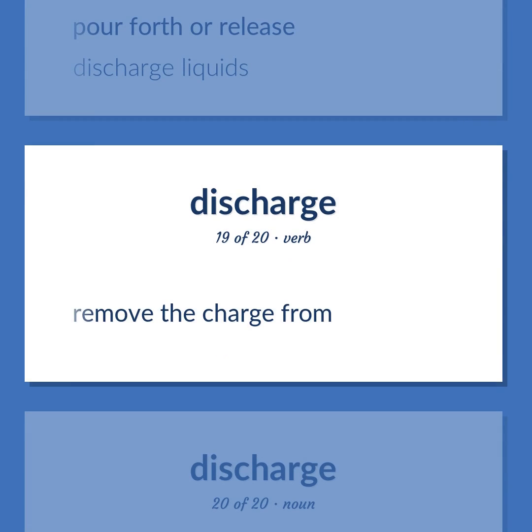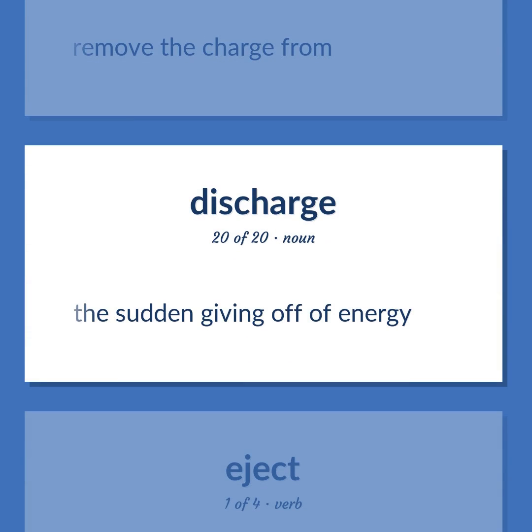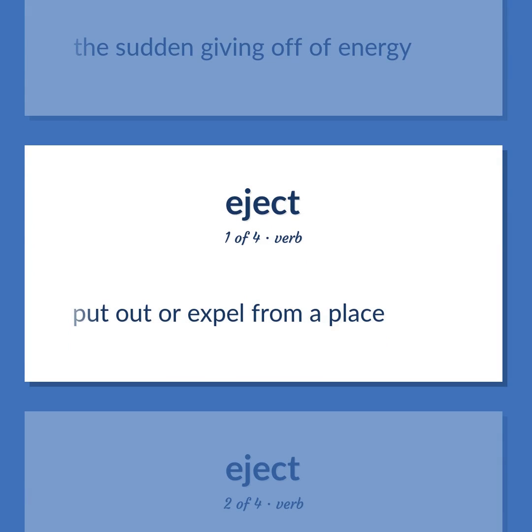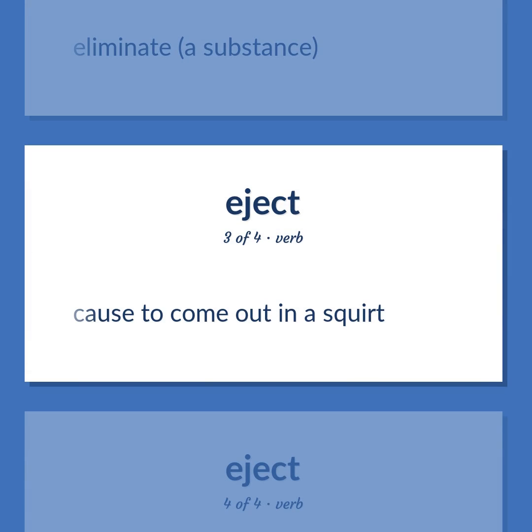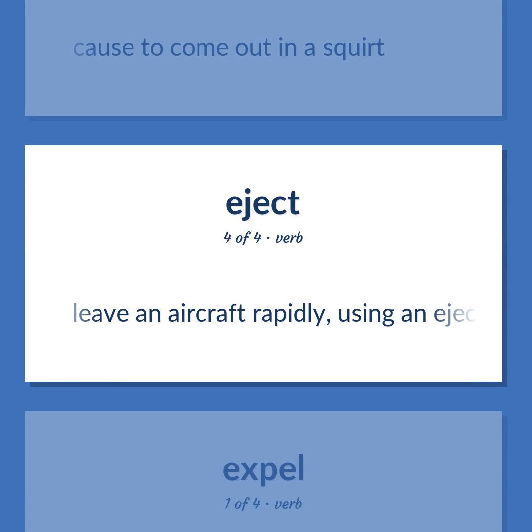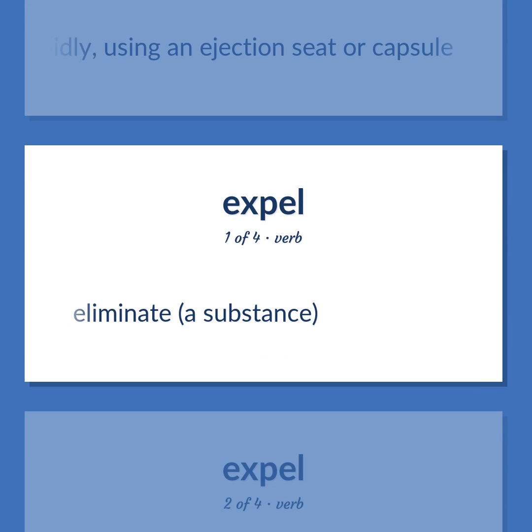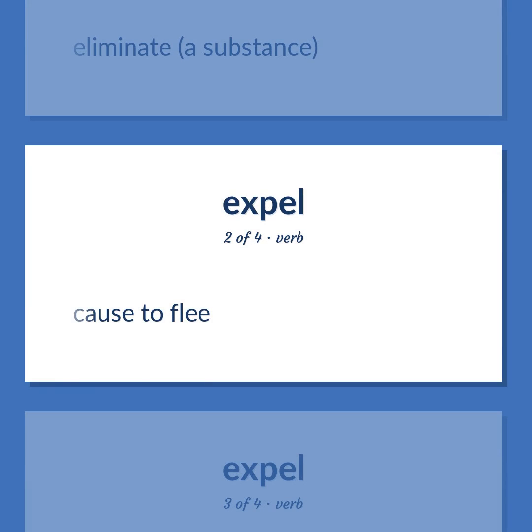Remove the charge from. The sudden giving off of energy. Put out or expel from a place. Eliminate a substance. Cause to come out in a squirt. Leave an aircraft rapidly, using an ejection seat or capsule. Eliminate a substance. Cause to flee.